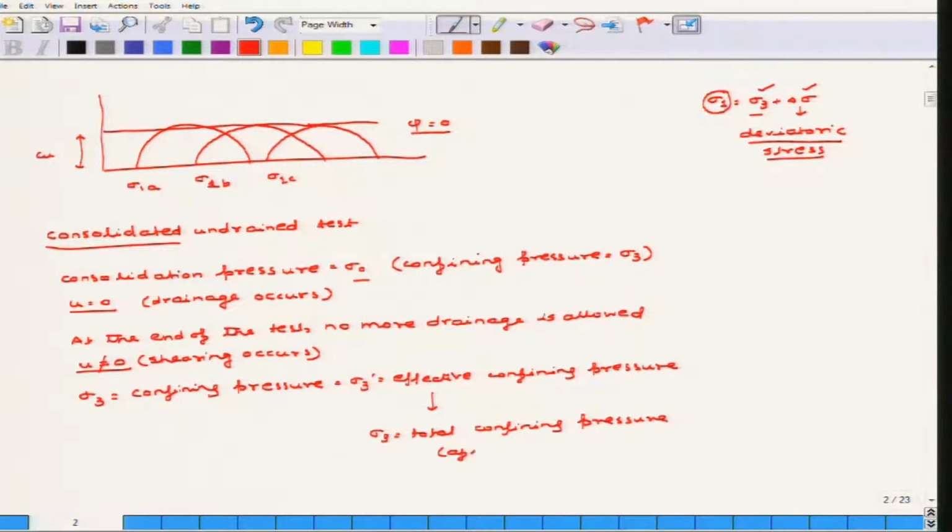After shearing, because U is no longer equivalent to 0. So the effective confining pressure at the end of the consolidation stage has now become equivalent to total confining pressure at the end of the shearing stage, because the pore water pressure is not 0 because of the undrained sample.